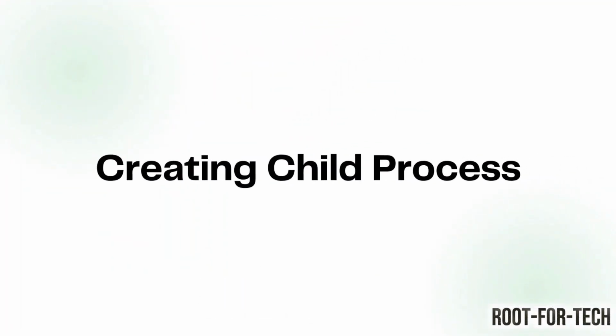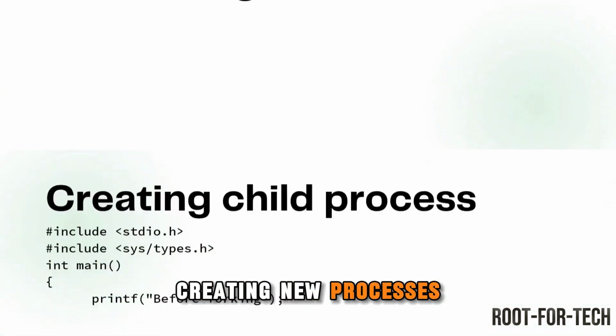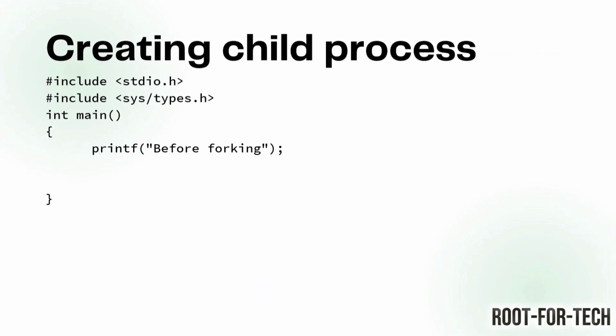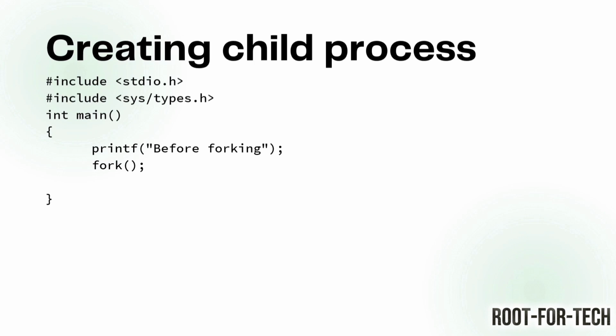Creating a process. Now let's see how to create processes in C. We use the fork routine for creating new processes in Linux. The main program is the parent process. From the parent, fork is used to create a child process. All the statements after the invoking of fork are executed twice.